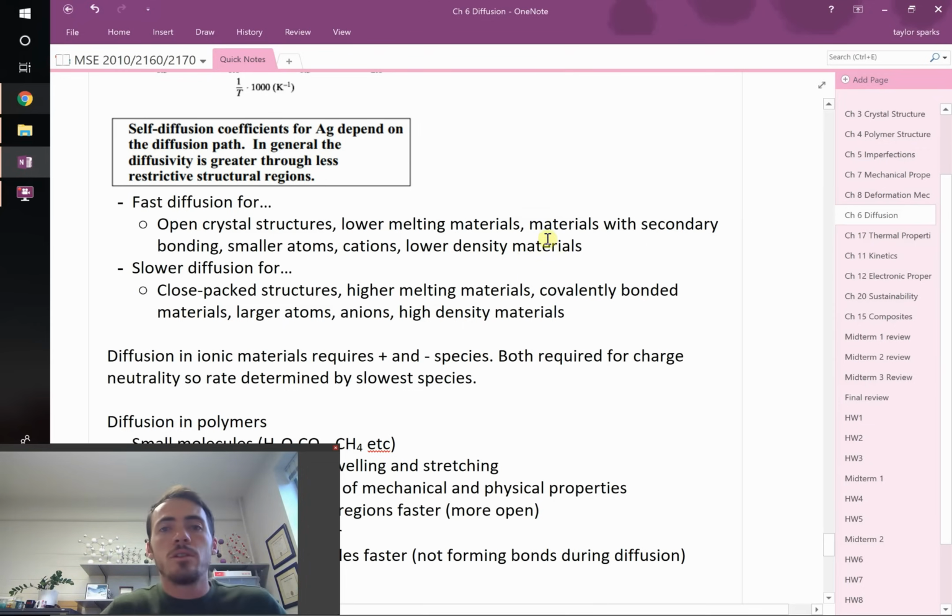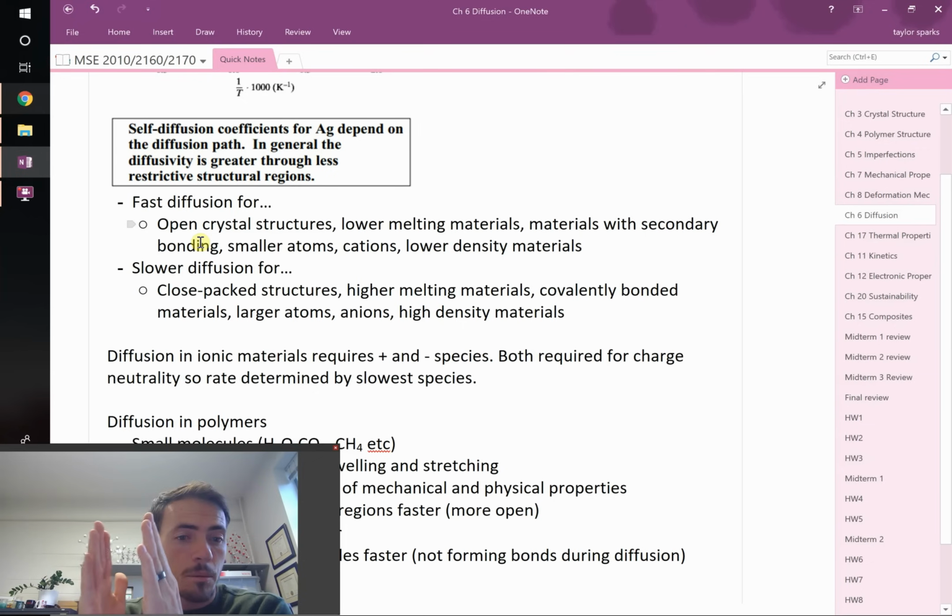Materials that have a lower melting point tend to be faster. If you've got secondary bonding, like polymers, instead of strong covalent bonding, that tends to be faster. Again, imagine a bowl of spaghetti, your polymers. Some of those polymer strands are going to be bonded together, but those are weak bonding forces, so pushing them apart so you can squeeze through with atoms or molecules is going to be faster.